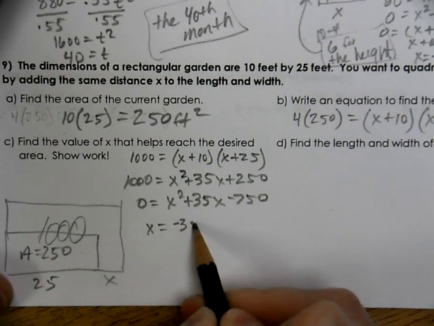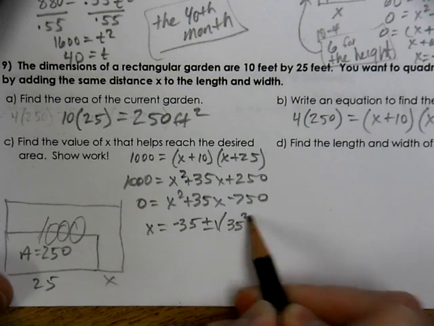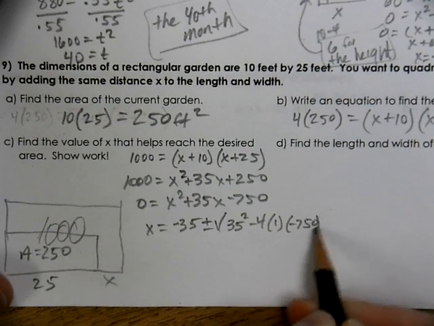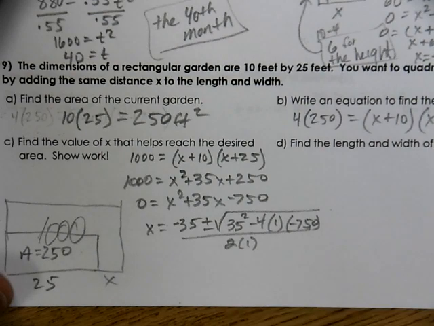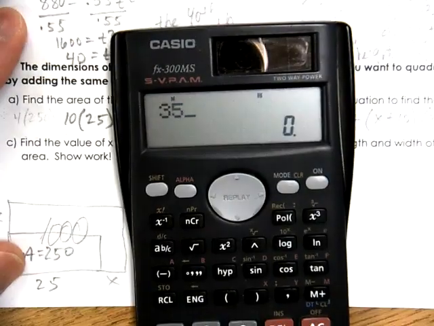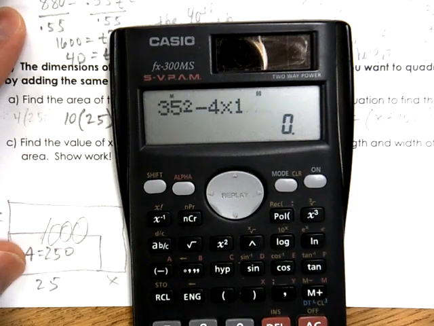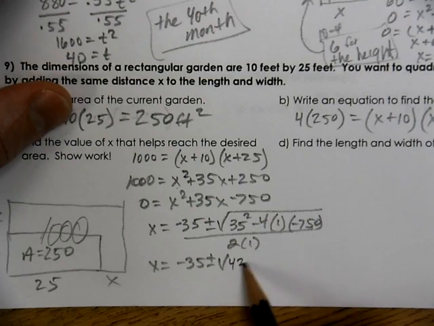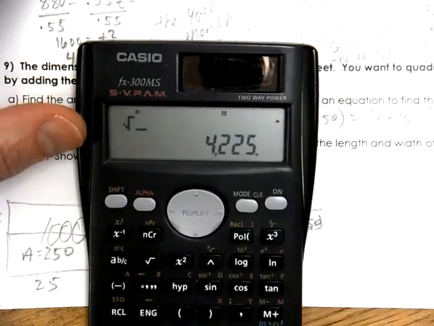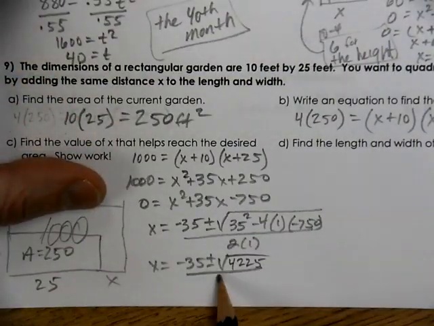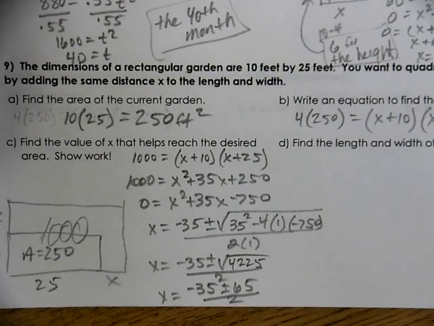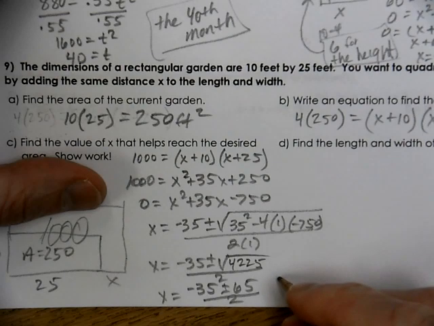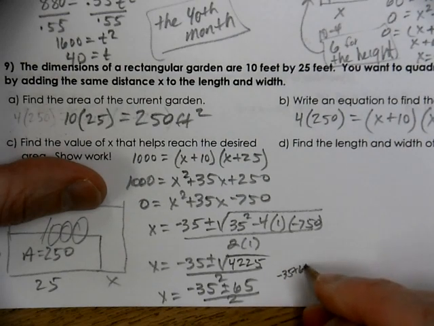X equals negative b plus or minus the square root of b squared minus 4ac all over 2a. X equals negative 35 plus or minus the square root of 35 squared minus 4 times a times c. We get 4,225. And when we try to take the square root of that answer, we get 65. So x equals negative 35 plus or minus 65 over 2. So the only answer that's going to give us a positive number is negative 35 plus 65 over 2.